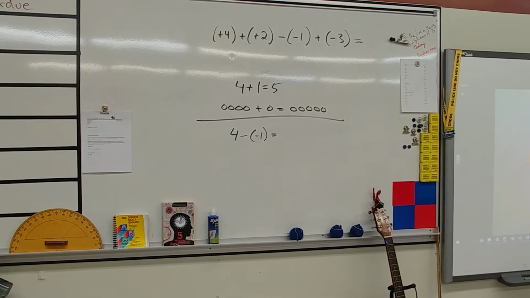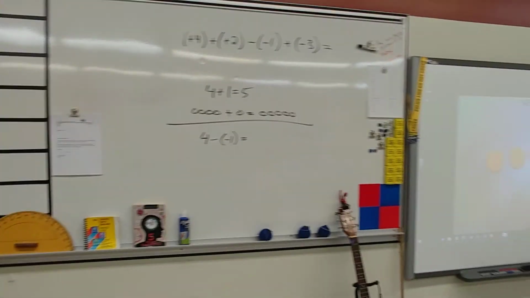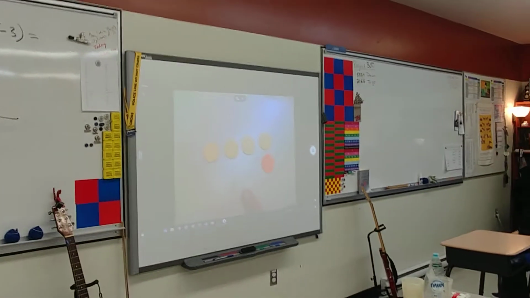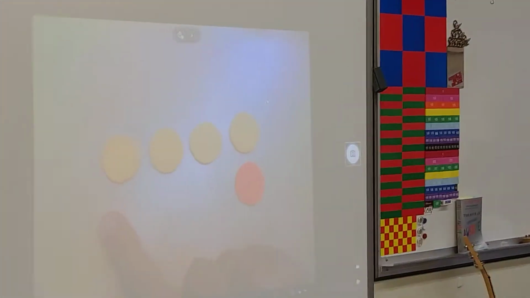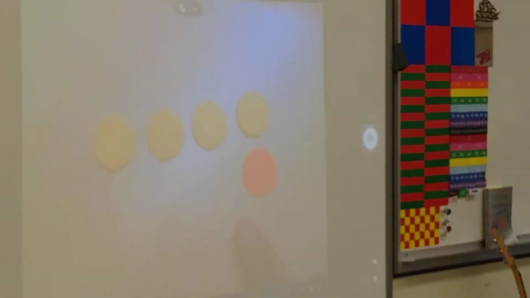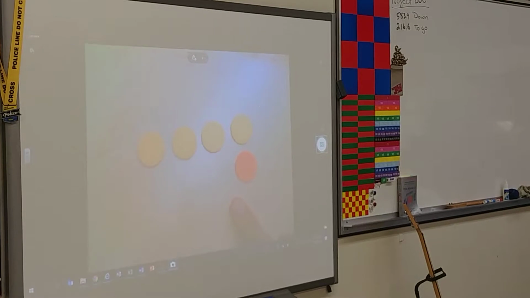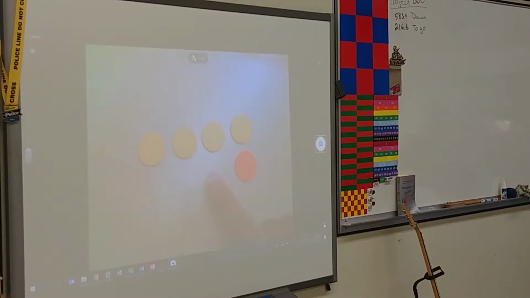Take a look at my screen, please. Have I integer tiles? How many are these worth? Call it out. What's the value? 3. Now that says 4 minus negative 1. So let's start with our 4. Okay, 4 minus negative 1. I don't have a negative 1 to take away.